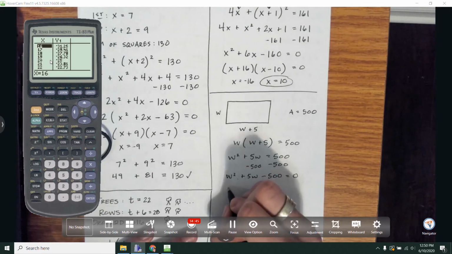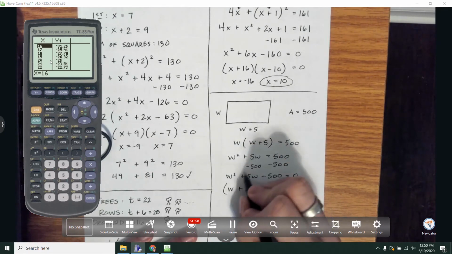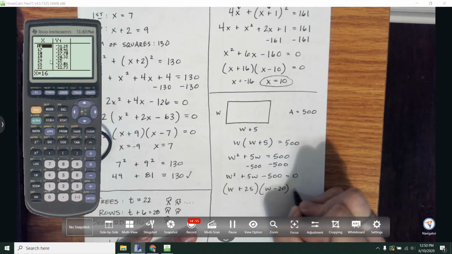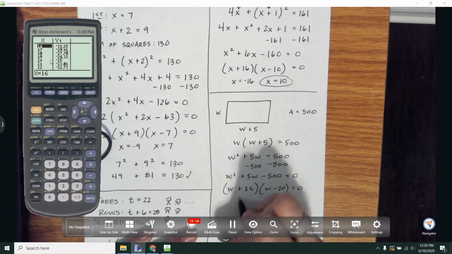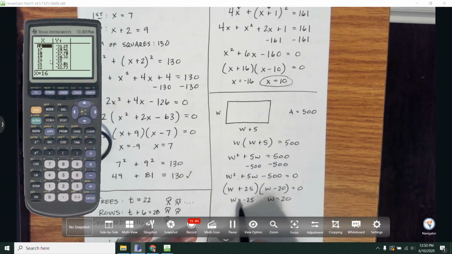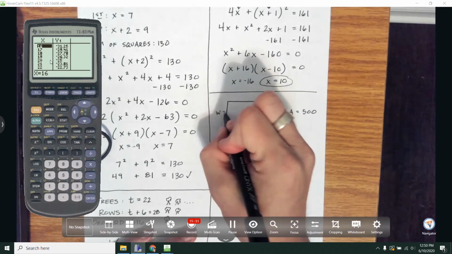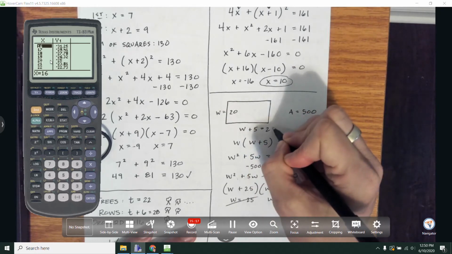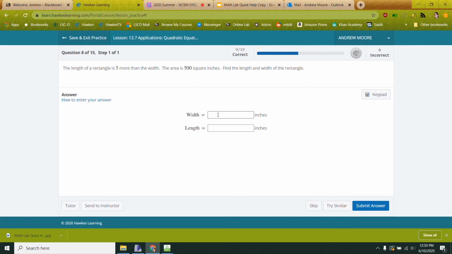So we're going to have 25 be our positive since this number was positive. And that 20 is going to be negative. Remember, they turn around and be the other way once we solve them. This is a negative 25 and this is a positive 20. Now we can't use the negative as a measurement. And so this width has to be 20 and our length is 5 more than that width. So our length is the 25.